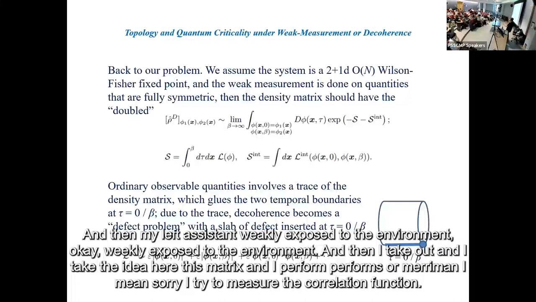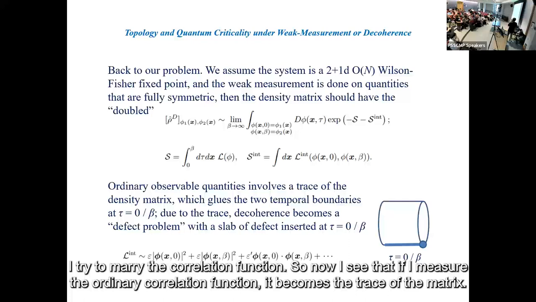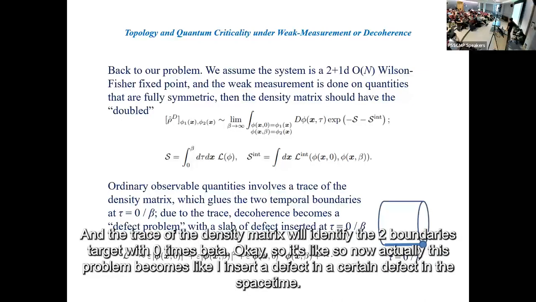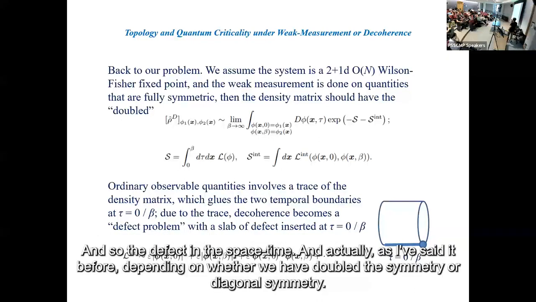Then I take the density matrix and try to measure the correlation function. If I measure the ordinary correlation function, it becomes the trace of the density matrix, and the trace of the density matrix will identify the two boundaries, tau equals zero and tau equals beta. So now this problem becomes like I insert a defect in the spacetime.